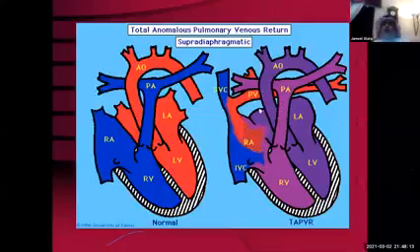Obviously, if you are total anomalous, then how is your left side going to get blood? There will have to be what we call a mandatory ASD in this diagnosis. So a right to left shunt will go and feed the left atrium and the left ventricle and maintain the cardiac output. They are dependent on this ASD for their cardiac output.